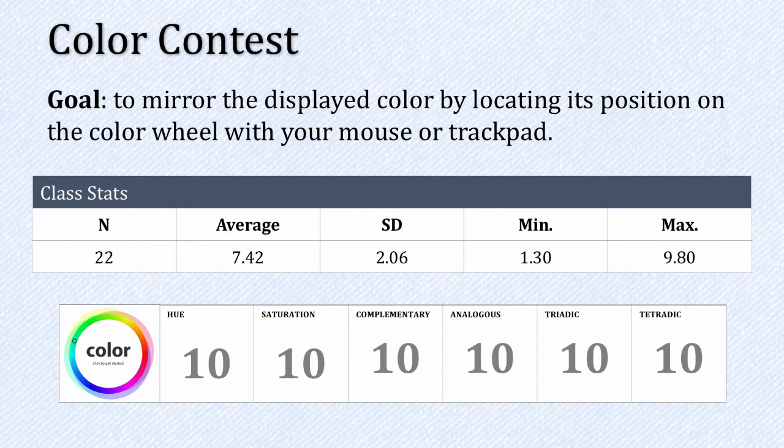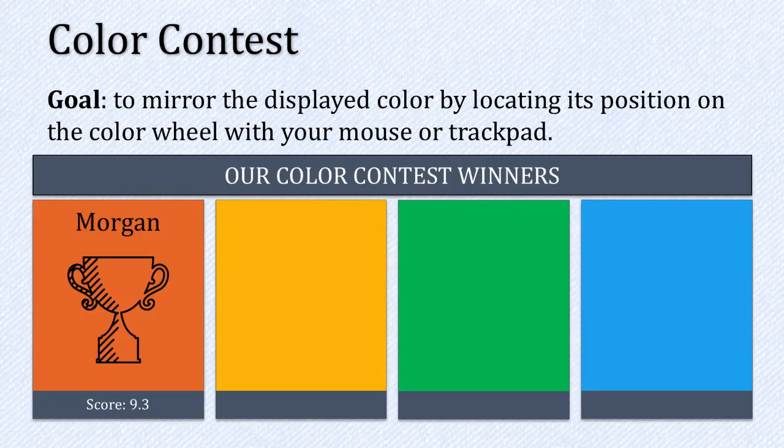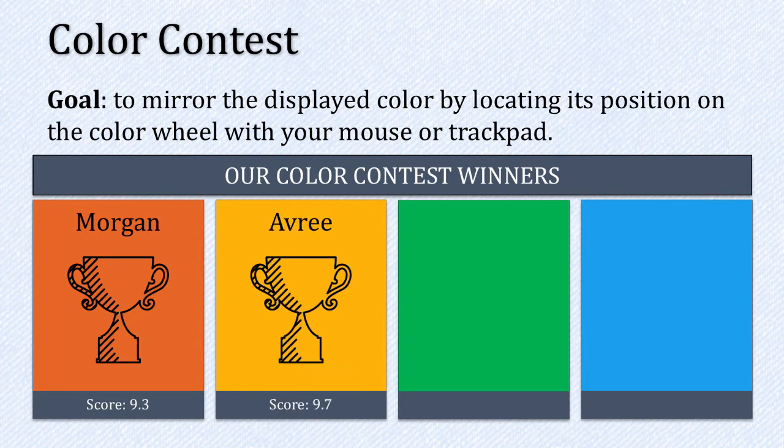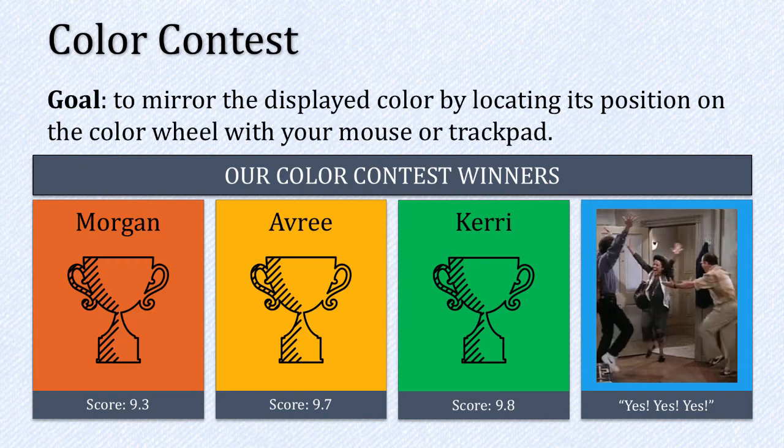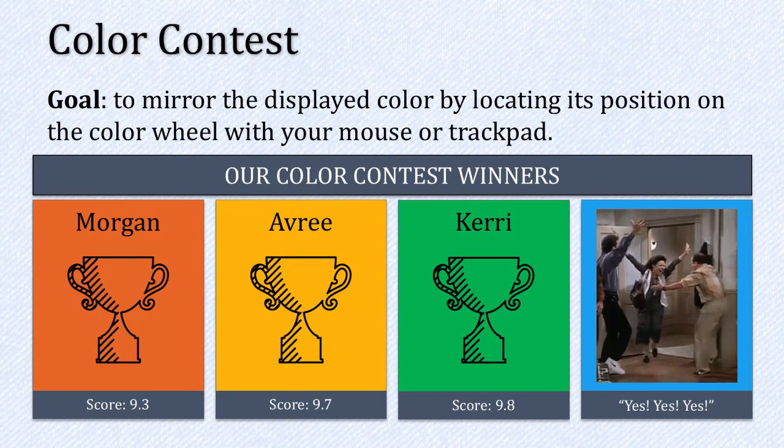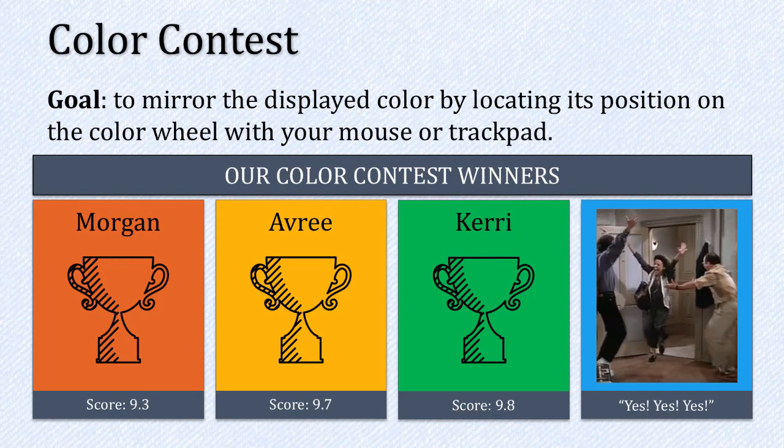So I'm going to actually announce the top 3 winners of the color contest. So coming in third place with a score of 9.3 was Morgan. Congratulations, Morgan. Coming in as our runner-up was Avery with a score of 9.7 on the 10-point scale. Congratulations again, Avery. And our winner of the color contest this time around was Carrie with a fantastic score of 9.8. Congratulations all.